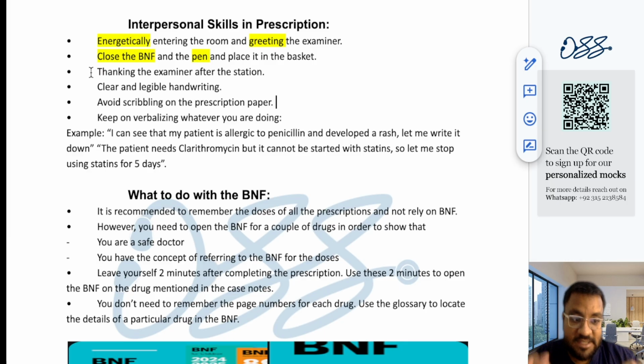Okay, all of these things are very important and very minor things, but they have a huge impact on your IPS skills. You need to thank the examiner for patiently observing you and patiently looking at you and judging you.